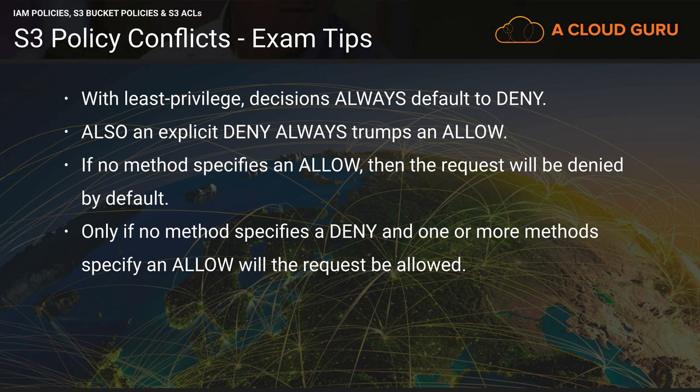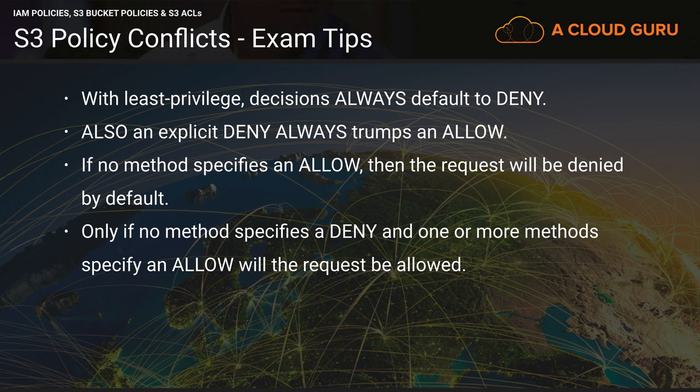So what happens if your IAM policy conflicts with your S3 bucket policy, which conflicts with an object ACL? How do you go through and sort them? Remember that there's always least privilege, and the decision always defaults to a deny. Also remember that an explicit deny always trumps an allow. If no method specifies an allow, then the request is going to be denied by default. That's because we have least privilege, so decisions always default to a deny.